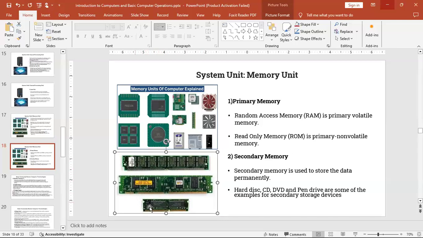But with a laptop, look at this third image. This is exactly how the RAM of a laptop looks. It is very short, but for a desktop computer, it is longer. Look at these first two images. These are the RAMs of a desktop computer. So before you see it physically, you have to open it.